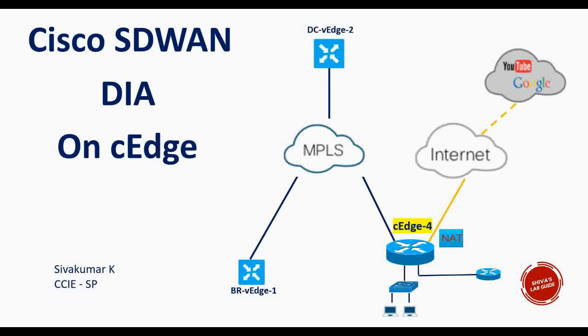In this video, I'm going to show you how to configure Cisco SDWAN DIA, that is Direct Internet Access, on a cEdge router. A cEdge router is nothing but a router running the Cisco IOS XE SDWAN image.